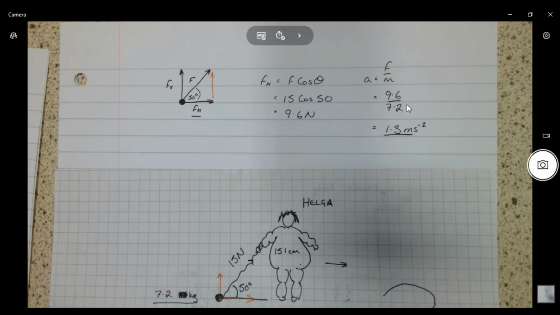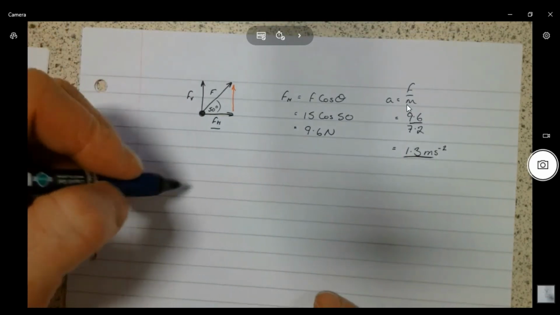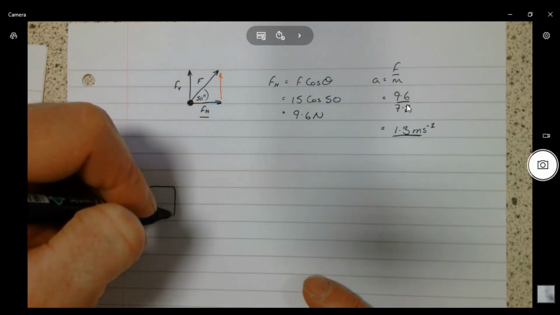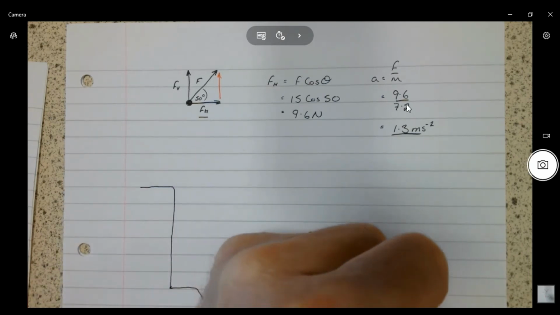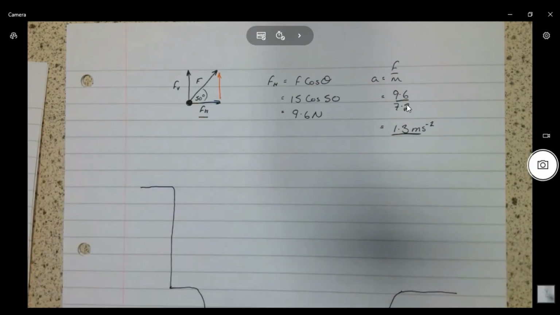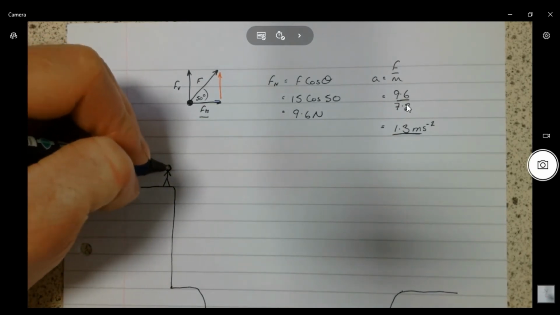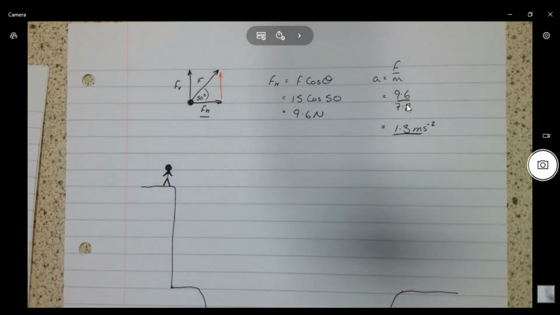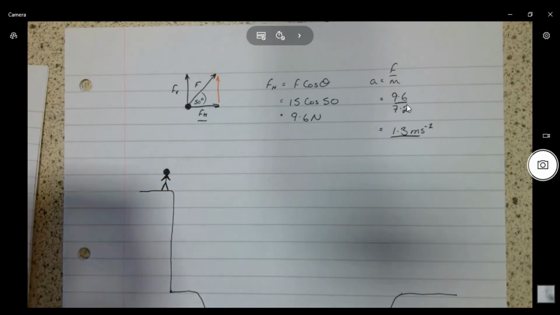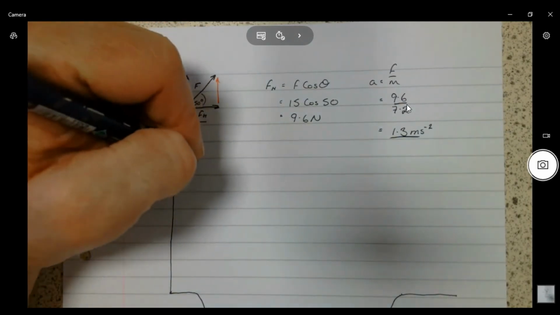Okay. Here's one for you to do. Right, so we have, who do we have? Bob. Bob has a mass of 67 kilograms.